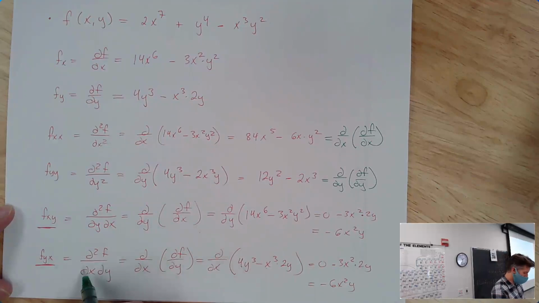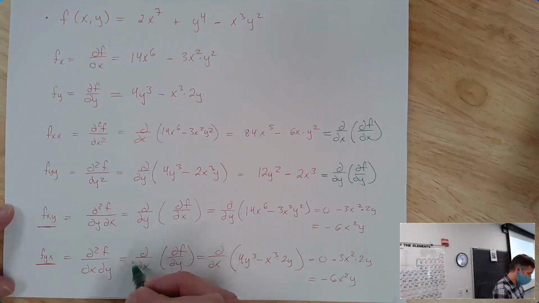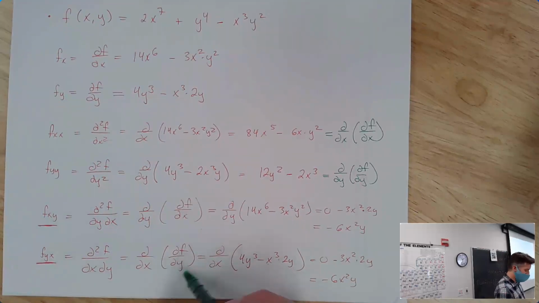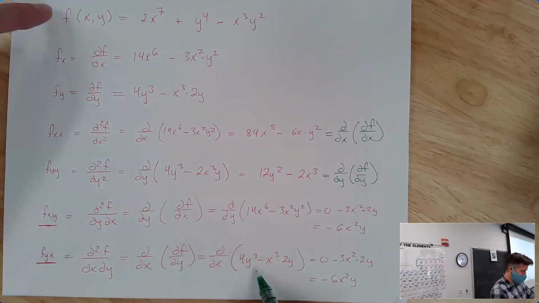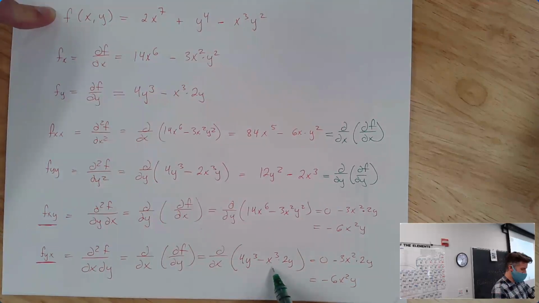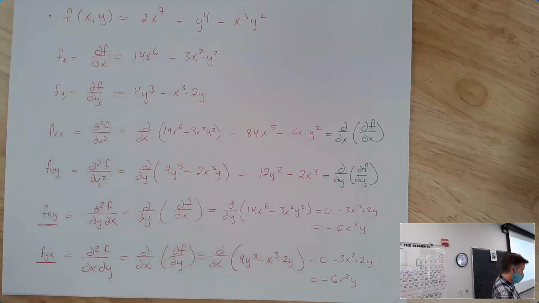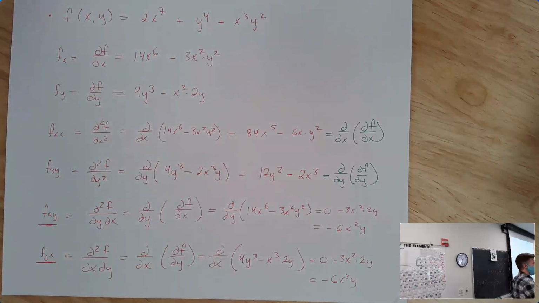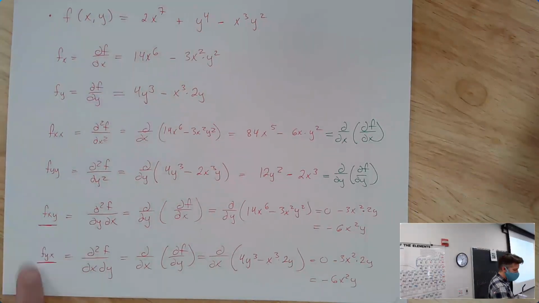Del squared f del xy is the derivative with respect to x of the derivative of f with respect to y. Or as I would really read it, you take the derivative with respect to y first, and then you take the derivative of that with respect to x. So we did y first. The derivative of f with respect to y is 4y cubed minus x cubed times 2y. And then we did the derivative of that with respect to x. Now, the nice thing here is that almost all the time, really 100% of the time in this class, these two should be the same.